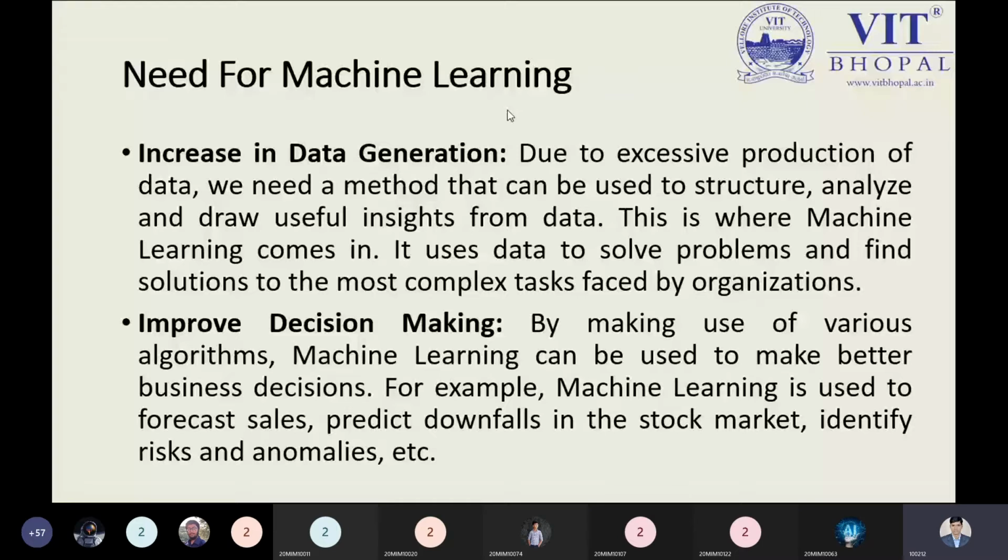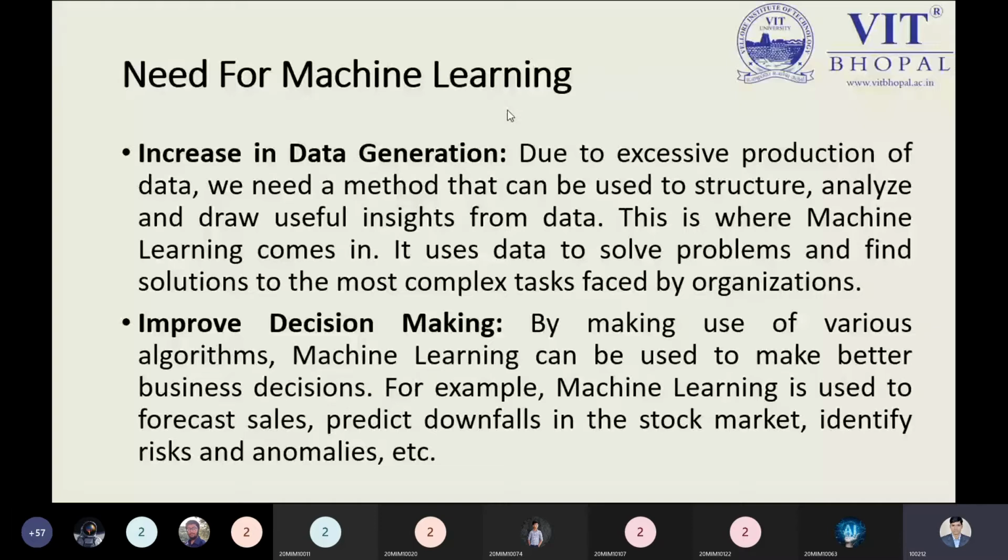And from this point, I can say these are the two important terms: increase in data generation and improved decision making are the two important needs for machine learning. This is the most important one. While learning machine learning during my course, and while following the practicals, you will feel, okay, this is a need, and these are the two important points. We will really feel it in the practical parts as well.